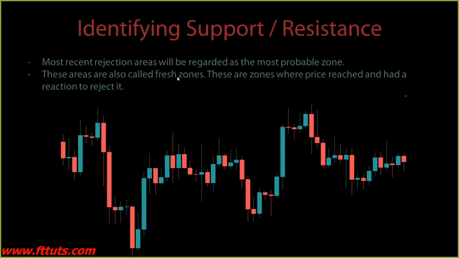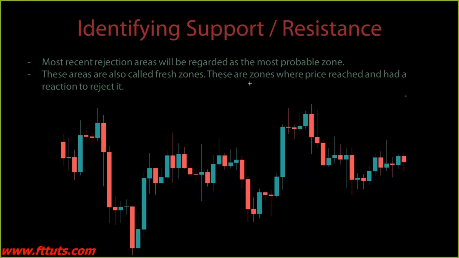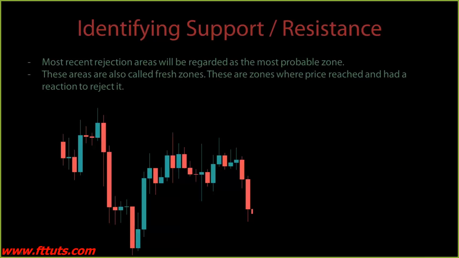These areas are also called fresh zones. These are zones where price reached and had a reaction to it. What this basically means is, let's say when we're looking at this chart, for example, that we don't have access to all this information here. And when we're looking at price in this level, we see that there's some sort of a resistance forming.